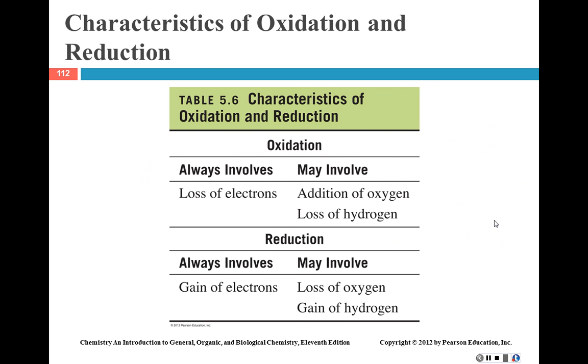So oxidation always is a loss of electrons. Reduction is a gain of electrons. Sometimes in oxidation you'll see an addition of oxygen or a loss of hydrogen, or conversely in reduction a loss of oxygen and a gain of hydrogen. But always, always, always loss of electrons, gain of electrons. So that's what you can always go by.